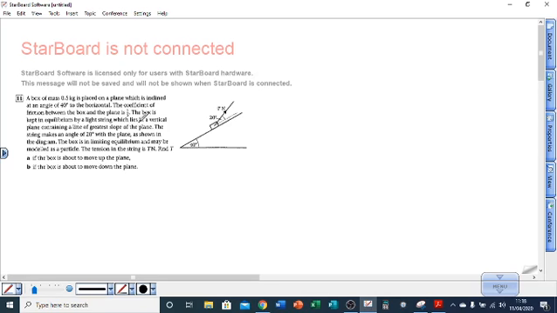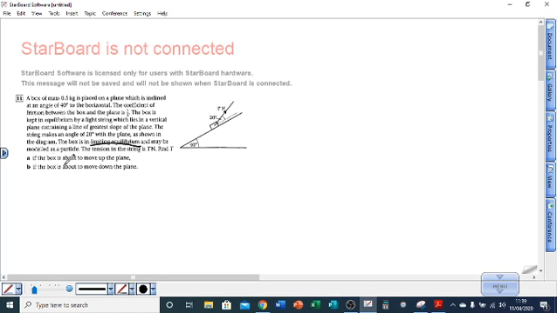Okay, a box of mass 0.5 kilograms is placed on a plane which is inclined at an angle of 40 degrees to the horizontal. The coefficient of friction between the box and the plane is a fifth. The box is kept in equilibrium by a light string which lies in a vertical plane containing a line of greatest slope of the plane. The string makes an angle of 20 degrees with the plane as shown in the diagram. The box is in limiting equilibrium, there's the important word, and may be modelled as a particle.